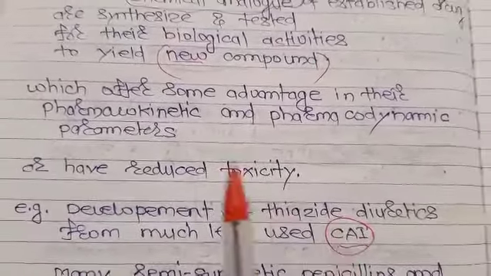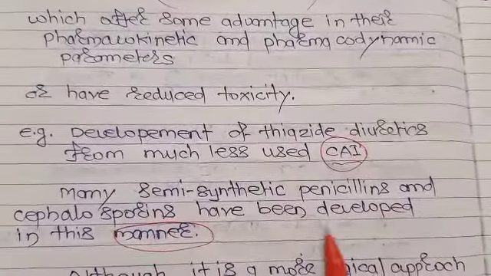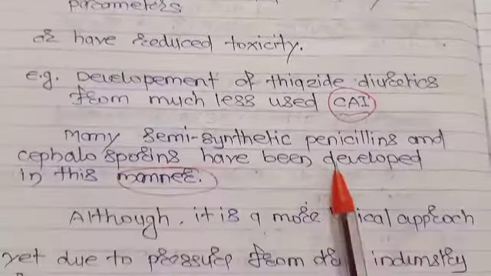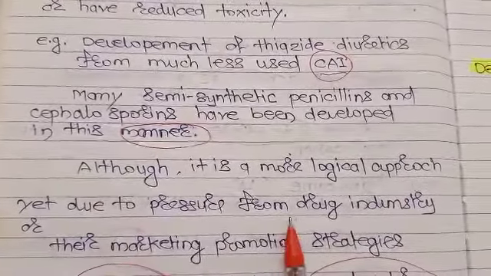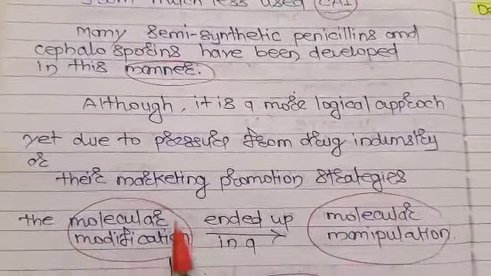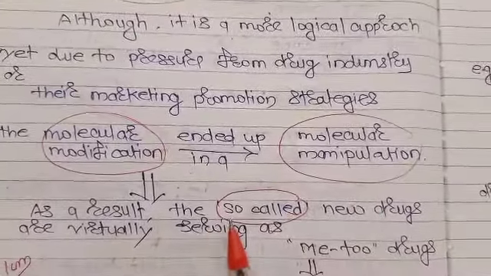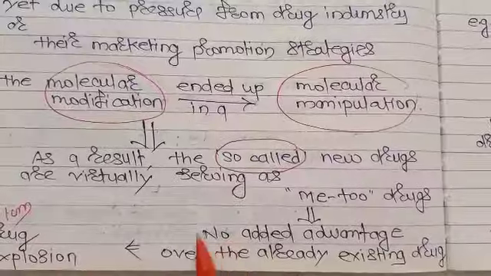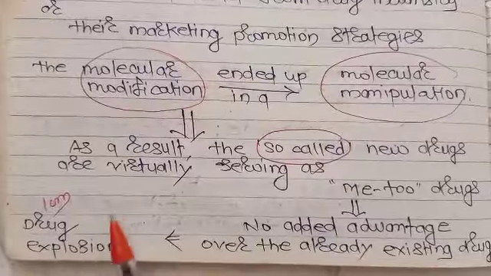So what we have done is the molecular modification of a known drug. Many semi-synthetic penicillins and cephalosporins have been developed in this manner. Although it is a more logical approach, yet due to pressure from the drug industry and their marketing promotion strategies, molecular modification ends up as molecular manipulation. As a result, the so-called new drugs are virtually serving as me-too drugs. They have no added advantage over the already existing drugs, and we call it a drug explosion.